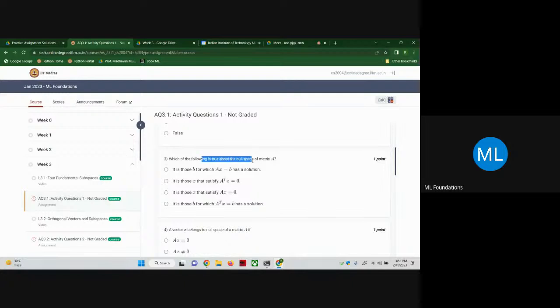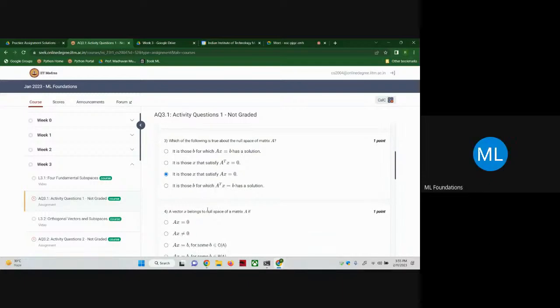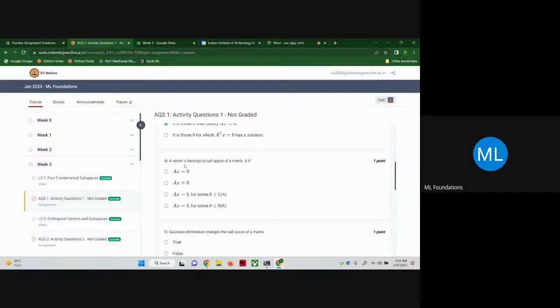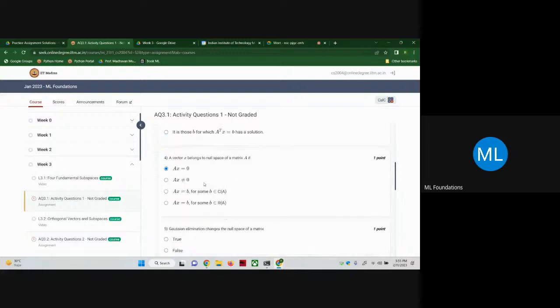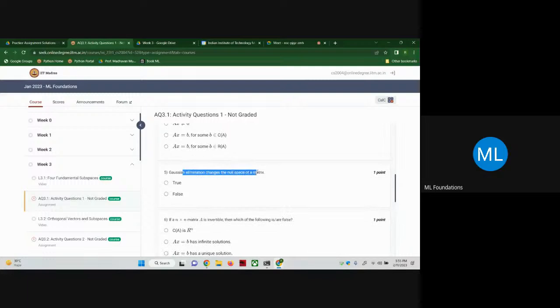Which of the following is true about the null space of matrix A? It is those B for which Ax equals B has a solution. That's not true. It is those x for which Ax equals 0. A vector X belongs to null space of matrix A if Ax equals 0. The same thing. Gaussian elimination changes the null space of matrix? No, it does not change.